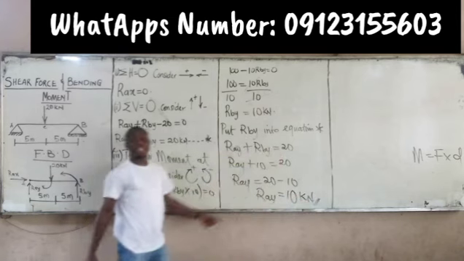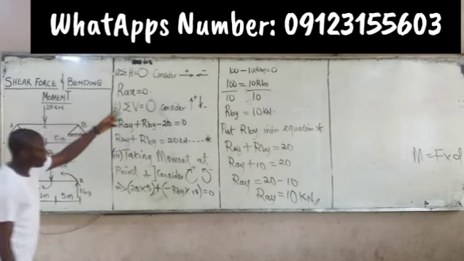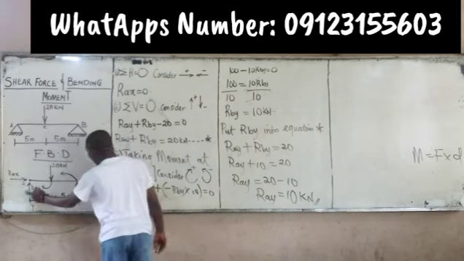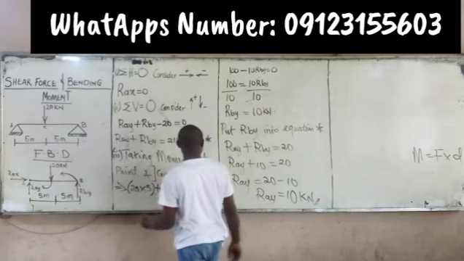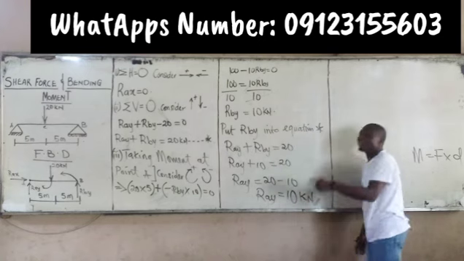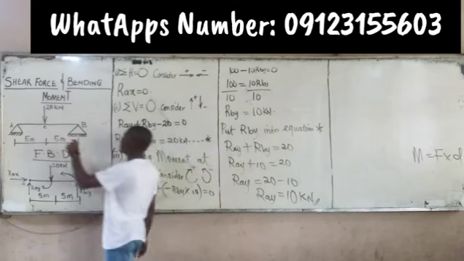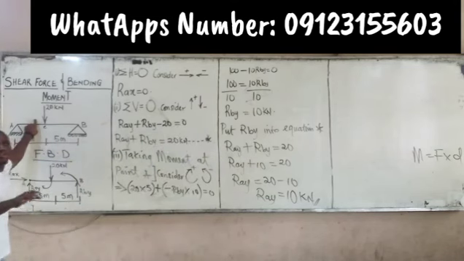This is like the first task: calculate your reactions RAY and RBY. So my RAY is 10 and my RBY is 10. It makes sense. It simply means that this beam here is in a state of equilibrium, balance.